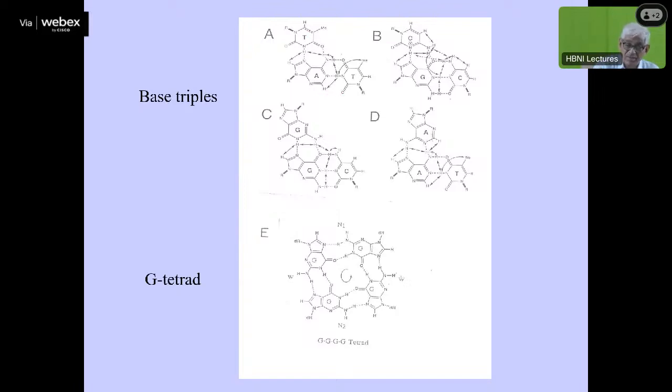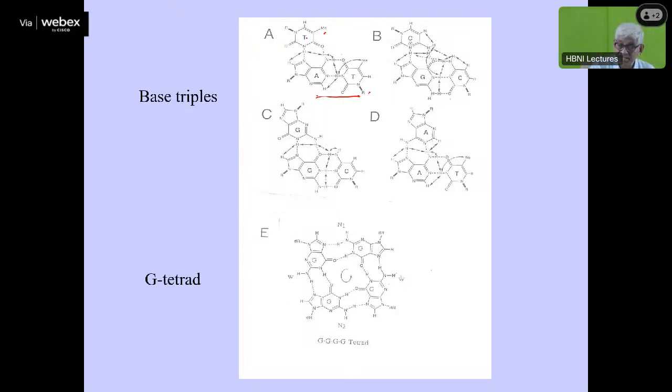Now you can also have a third base coming here and binding to this base pair itself. There is one AT base pair here, and the third base comes and pairs here. So this can form a so-called triple-stranded structure, because now you have three bases hydrogen bonding. You have the normal AT base pairing, then you have another T coming here. So this is called the TAT base triple.